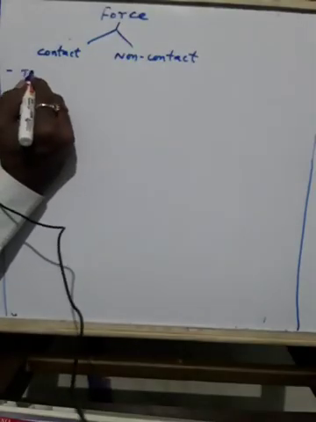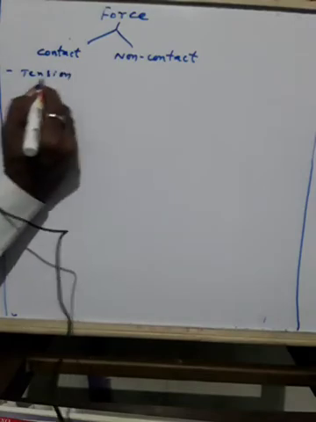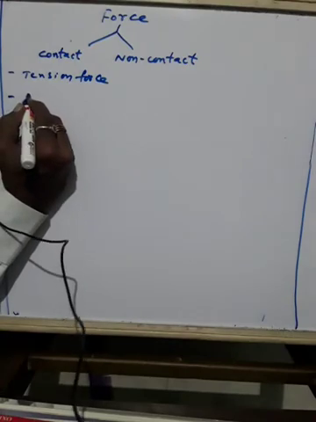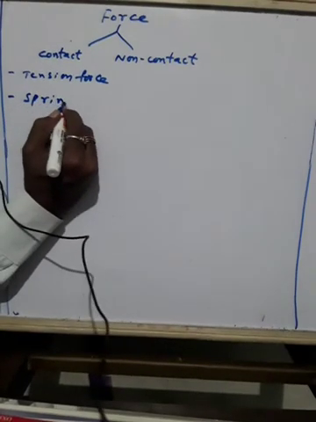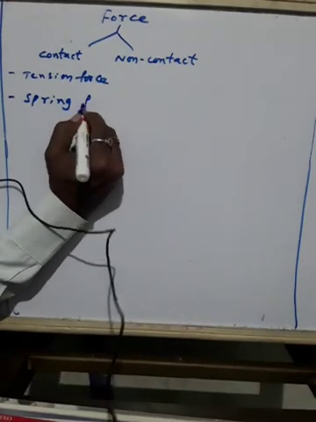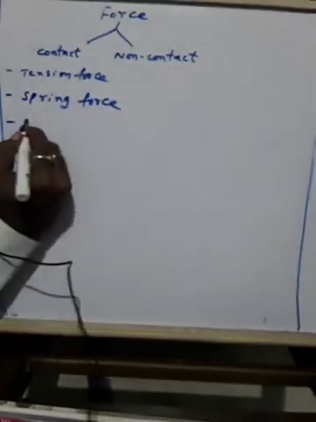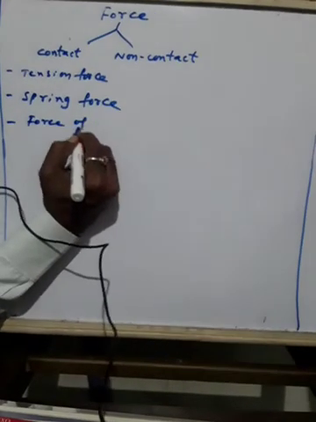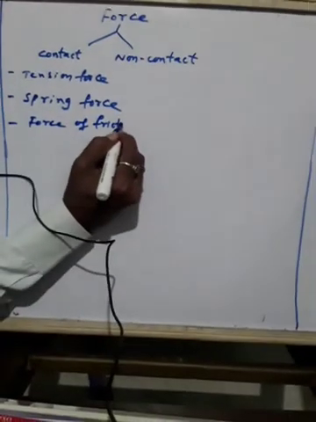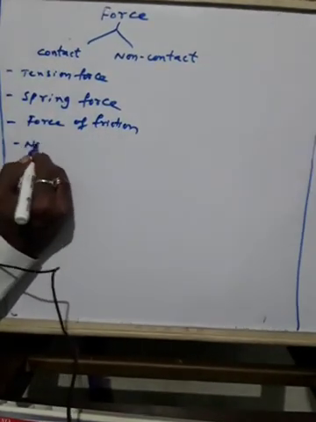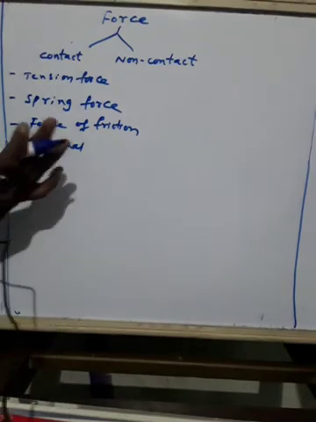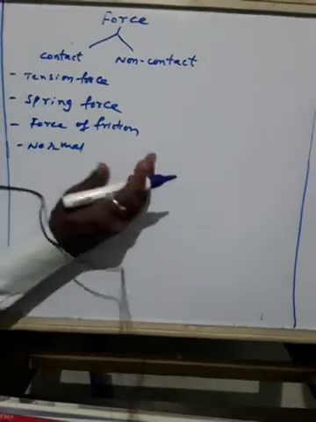Okay. Again, we have types of contact force also. One is tension force. One is spring force. You can refer to the textbook also, it will be clear. One is force of friction. And normal force. Okay. So in all these cases, there are two objects which are in touch with each other. Okay. Then what is tension force?